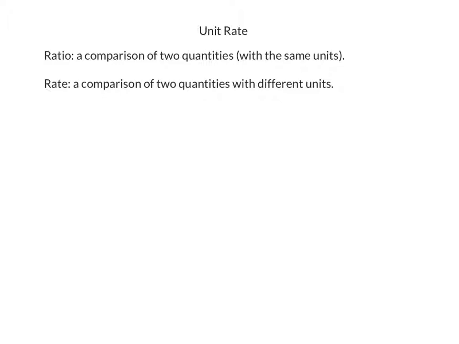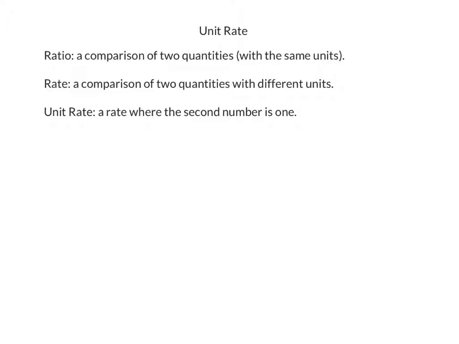So this would be something like I can get 400 miles out of 20 gallons of gas. So that would be a comparison of two numbers with different units. So a unit rate is a rate where the second number is 1. So the example of 400 miles on 20 gallons of gas would be 20 miles per gallon.